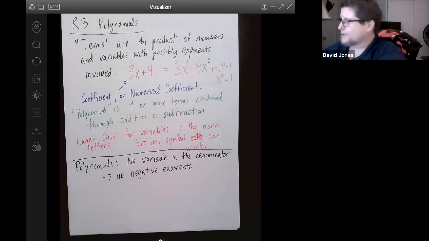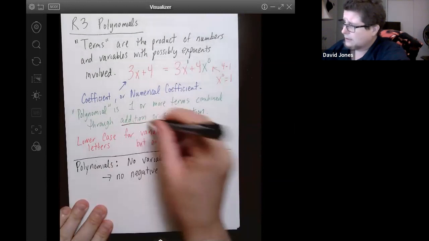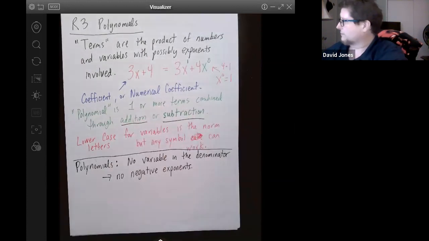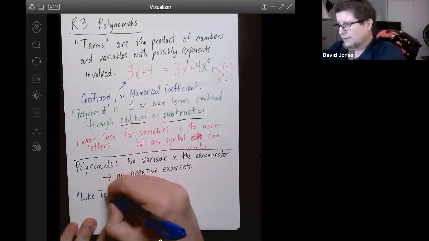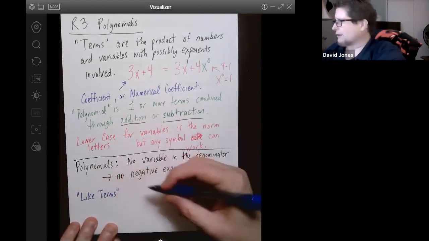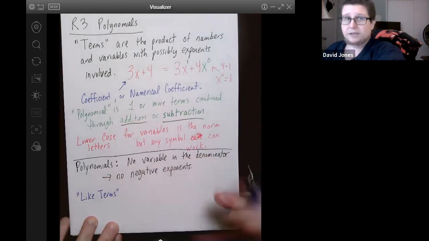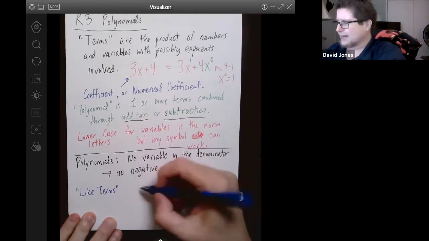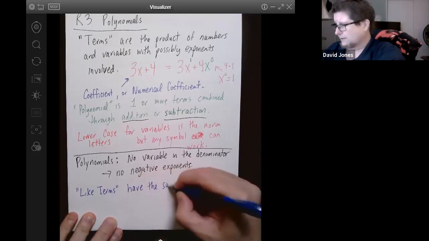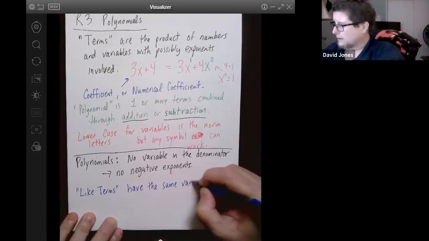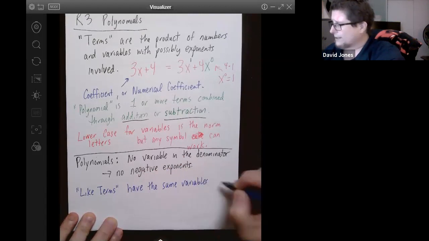We said terms are separated by addition or subtraction. And some more terminology we have is like terms. It's really better off maybe calling them alike terms. Like terms have the same variables with the same exponents.